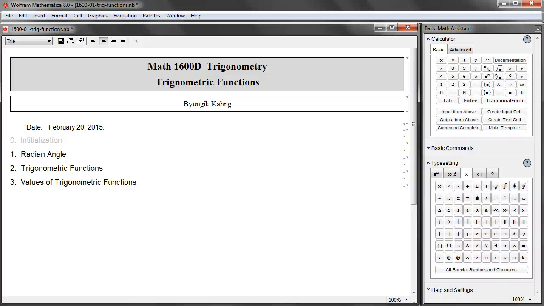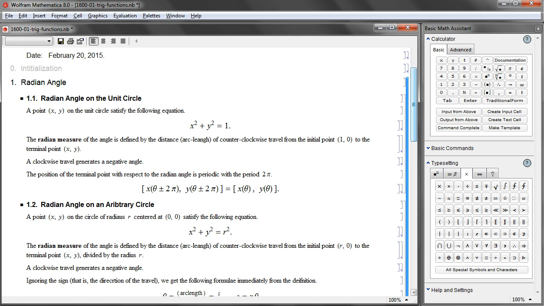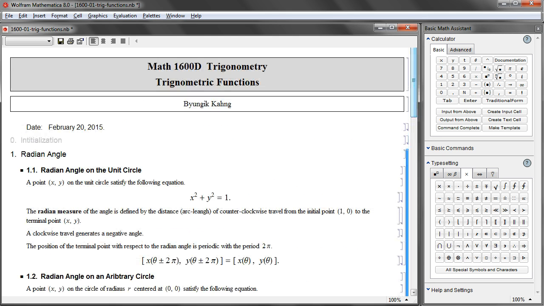Welcome back, students. We are about to begin section 3 of this notebook, Values of Trigonometric Functions. But before that, let's have a bit of a review. The very first thing we did was to define the angle. How did we do that?